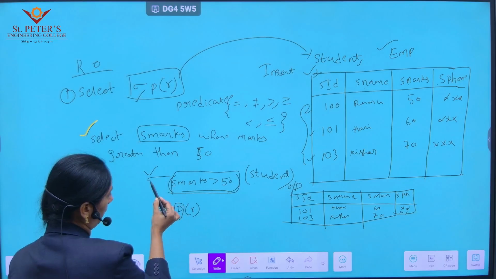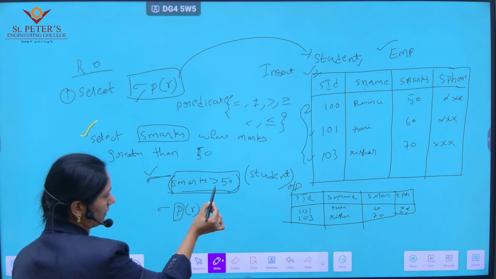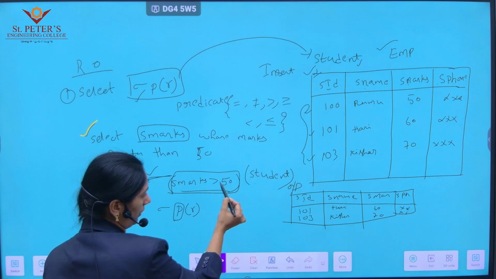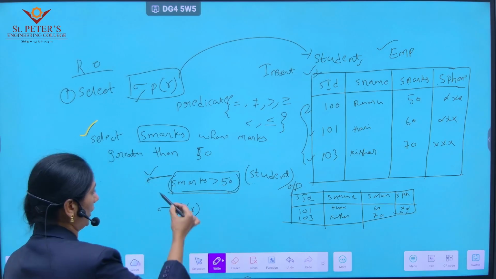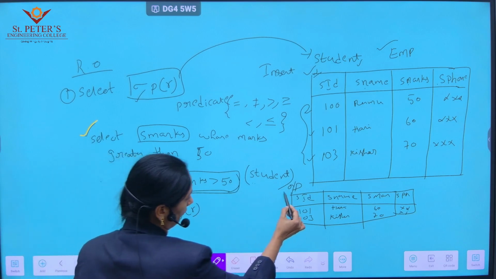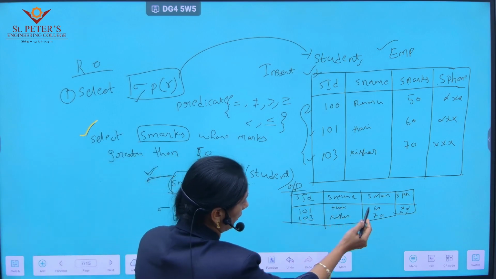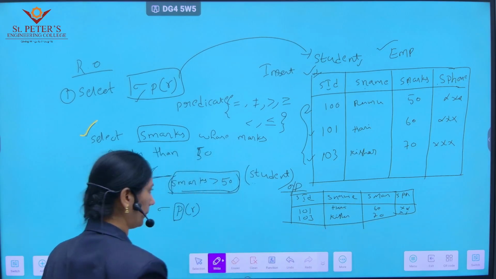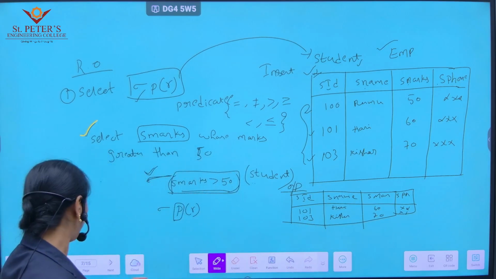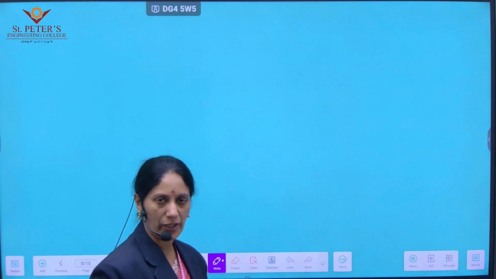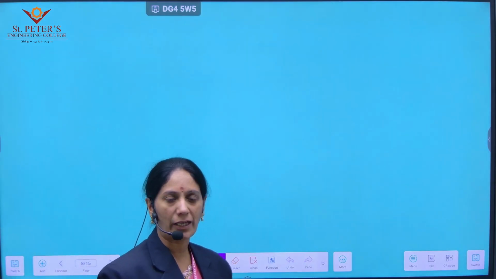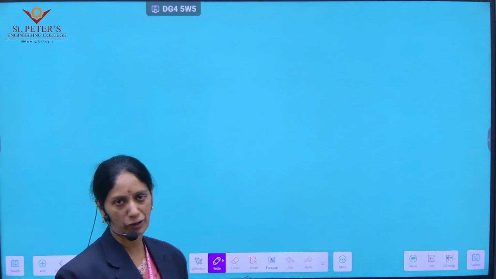Sigma, whose marks is greater than 50. The predicate condition is done. R stands for relation. Whenever we execute the statement, the output is student ID, student name, marks, student phone number. Clear? Done. Coming to the relational operations, one operation is done. That operation is called the select operation.